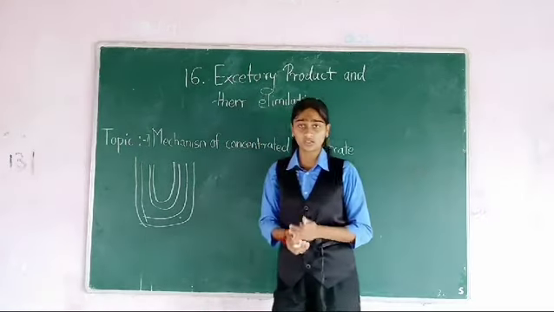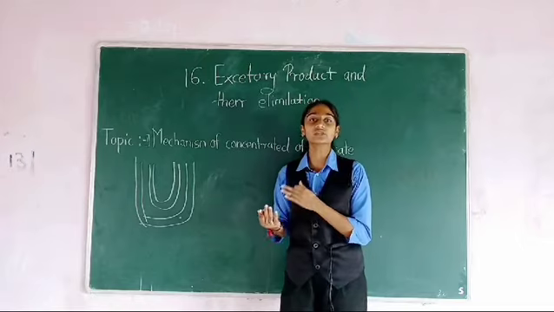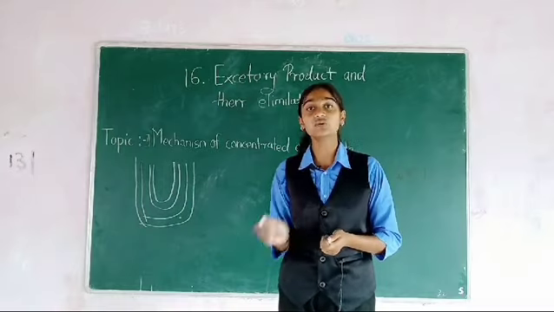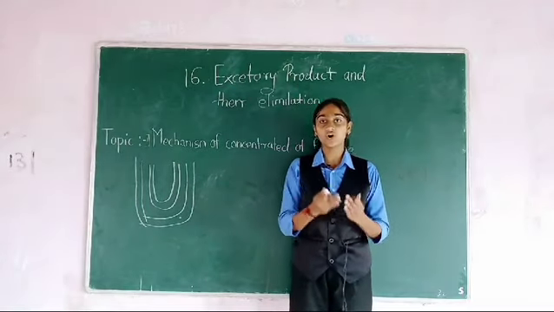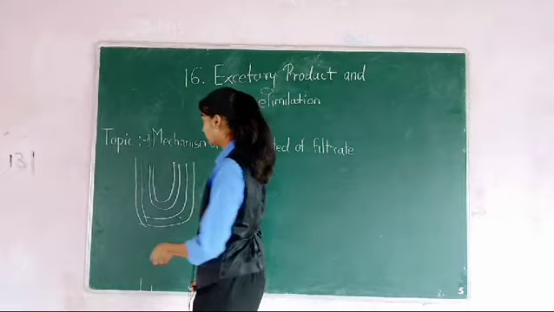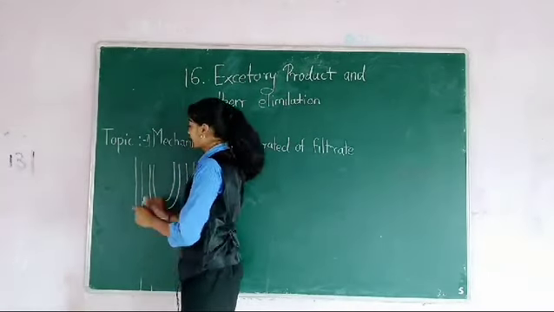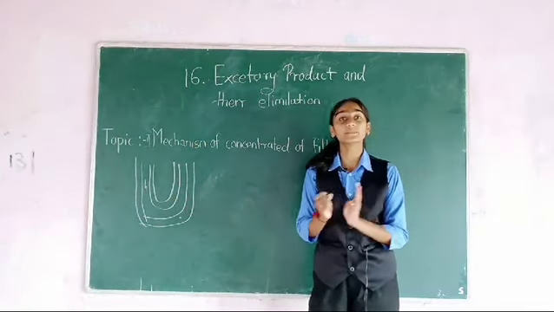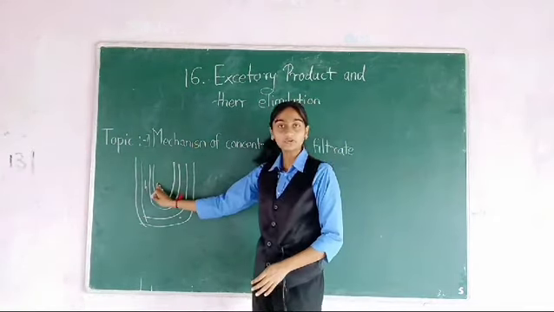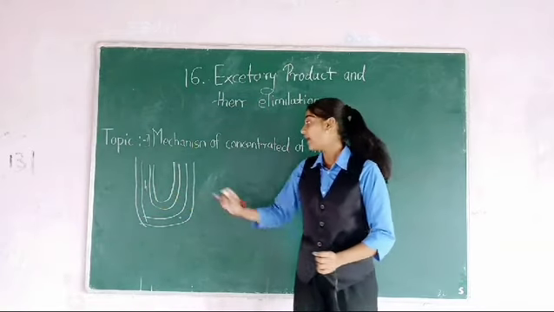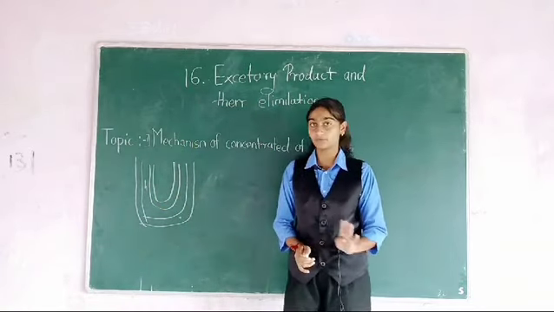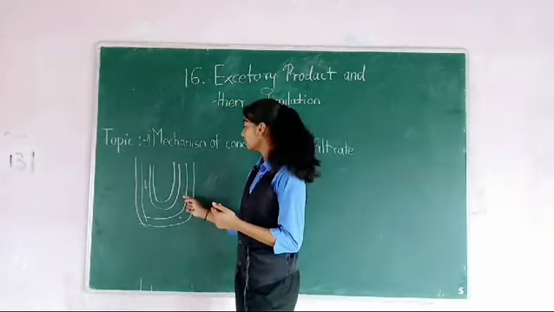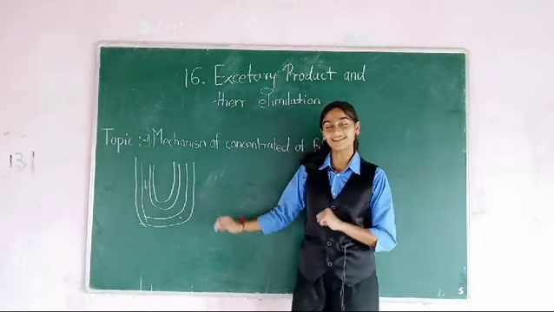As we know, the counter current is also called opposite current or opposite flow, and the counter current happens only when we have a shortage of water. In the loop of Henle, the descending limb is permeable to water, and the ascending limb is impermeable to water. As we know, we want water for the vasa recta.